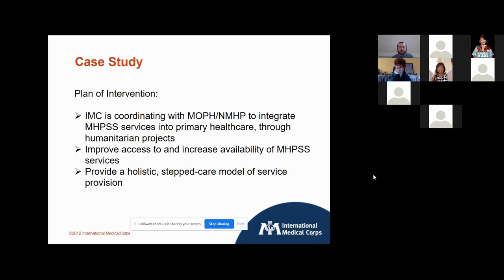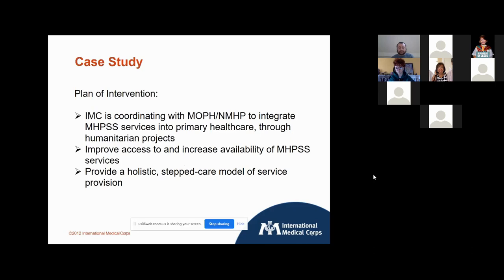International Medical Corps' plan of intervention here in terms of how we will support the increasing availability and access of MHPSS services in Lebanon is supporting at the primary healthcare level, where we try to do system strengthening and capacity building at primary healthcare facilities to provide capacity building for staff to identify and make referrals for people who may be in need of MHPSS services, in addition to capacity building on the provision of services that address MHPSS needs and provide supports and care for people at multiple levels.